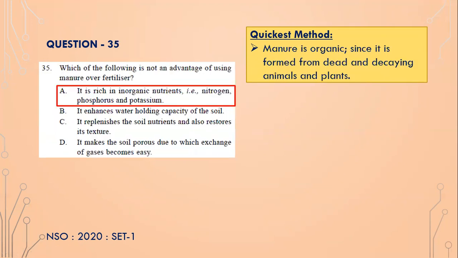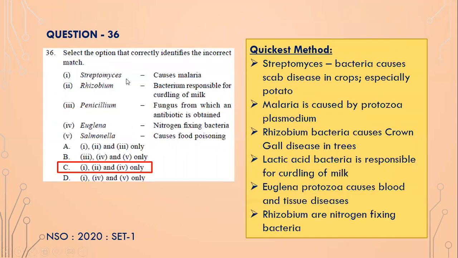Which of the following is not an advantage of using manure or fertilizer? Manure, it is rich in inorganic nutrients, which is false. It is not an advantage. Manure is organic, isn't it? You make manure, which is compost, from your wet waste, like fruit peels and vegetable waste and dry leaves, which is organic. Manure is organic, and that's why it is not inorganic, isn't it? So number A is not an advantage.